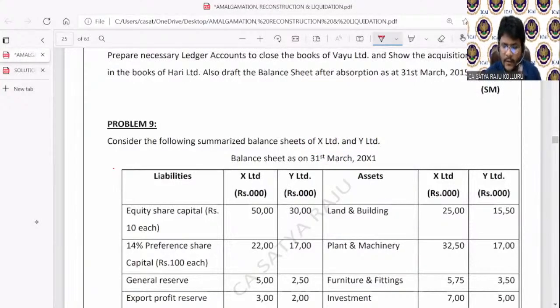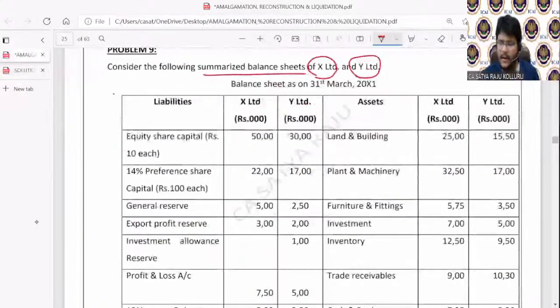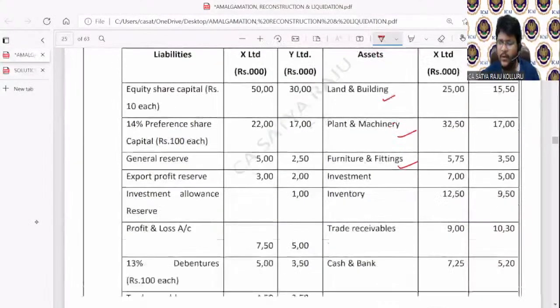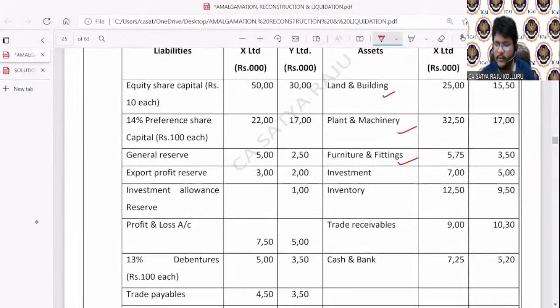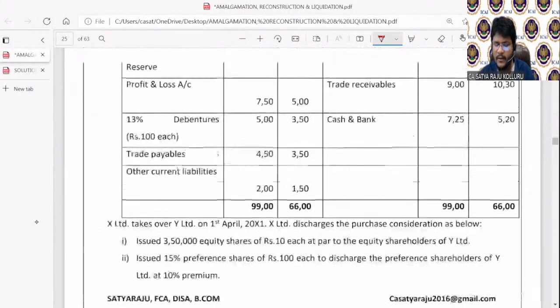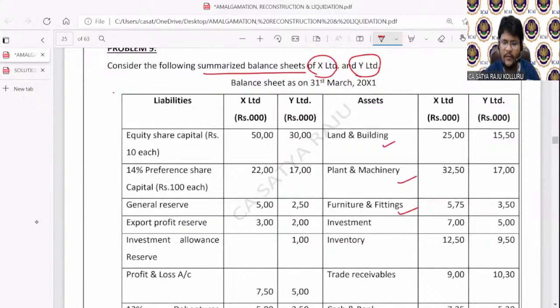Consider the following summarized balance sheets of X Limited and Y Limited. Land and building, plant and machinery, furniture and fittings. Total these three are PPEs. Investment account, inventory, trade receivables, cash and bank. That's it, asset side. Equity share capital, face value 10 rupees.